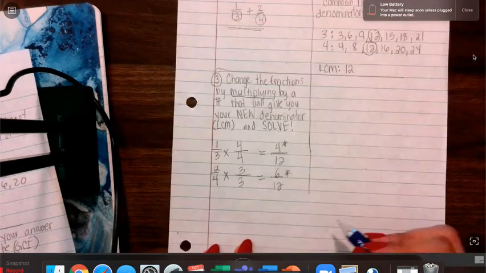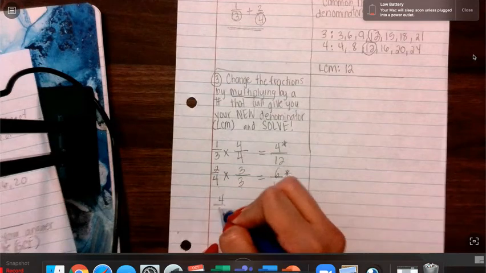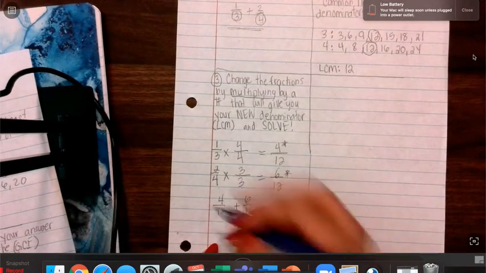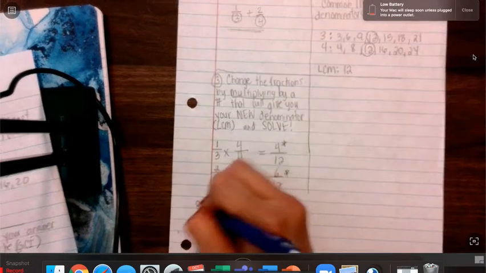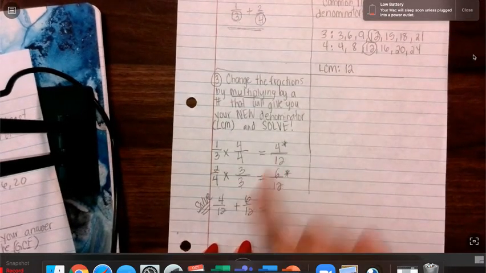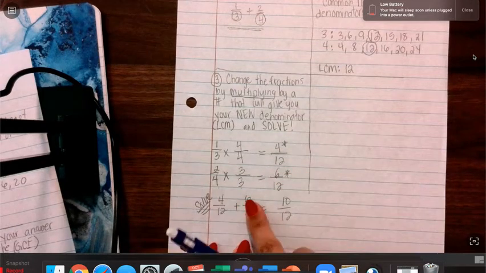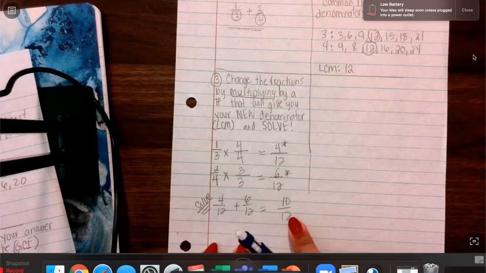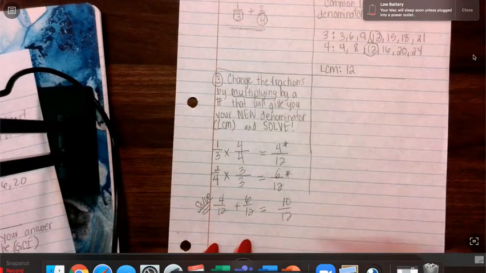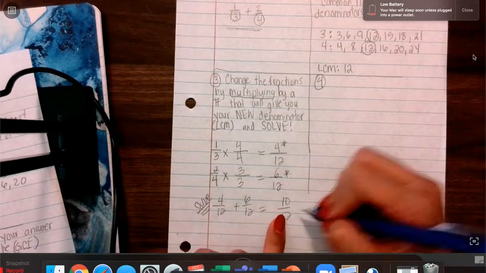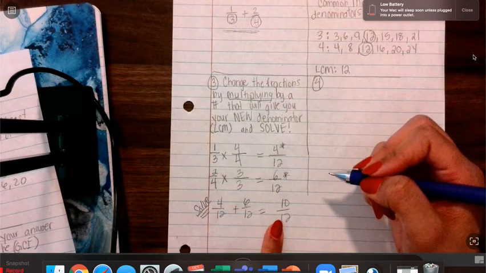Now I can solve. After I change them, I'm solving now. It's 10/12. 4 plus 6 is 10. Denominator always stays the same. We do not add or subtract denominators. Now it's time for step 4. I'm going to bring this over. It's a proper fraction. We don't have to change it to a mixed number or anything. We just take it over to step 4 to simplify our answer.